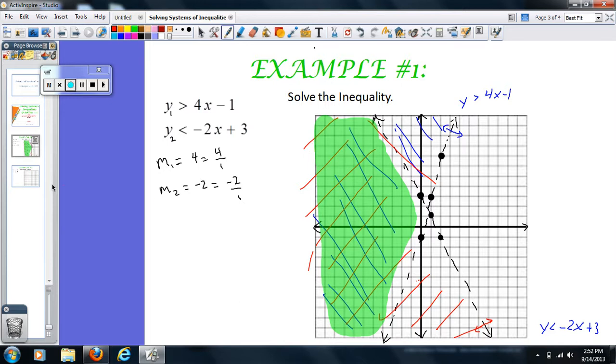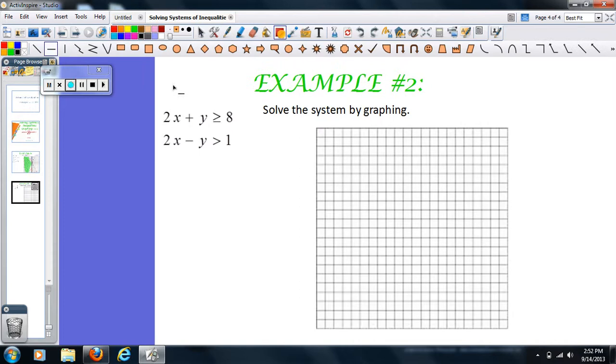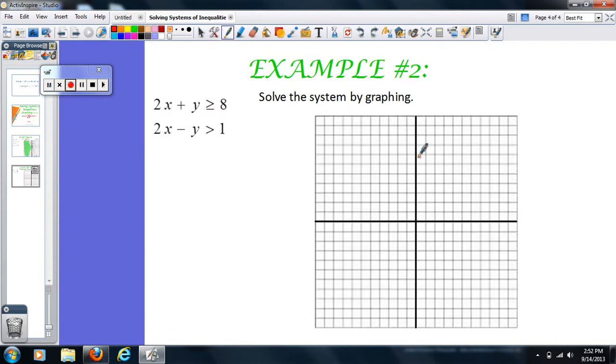Okay? So let's go ahead and look at number 2. Again, we're going to put our x and y axis in. I'm going to do that right now. And this time, while I'm doing this, you should have recognized by now that the equations are not in slope-intercept form. So we're going to want to convert these to slope-intercept form quickly.